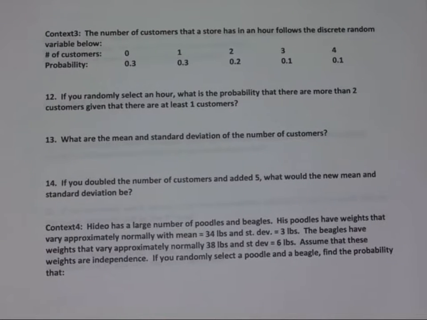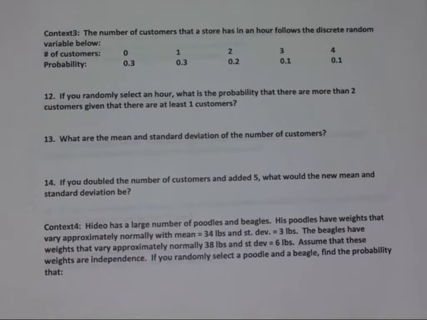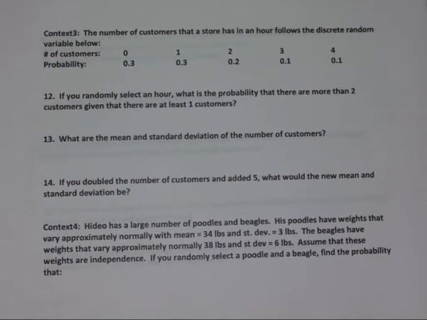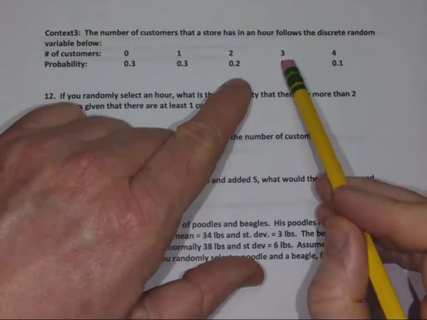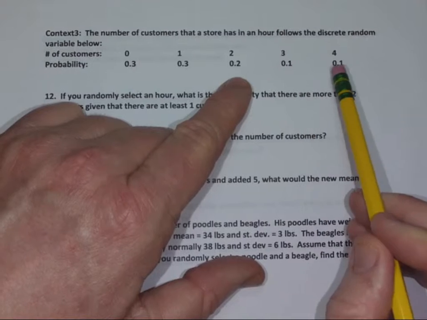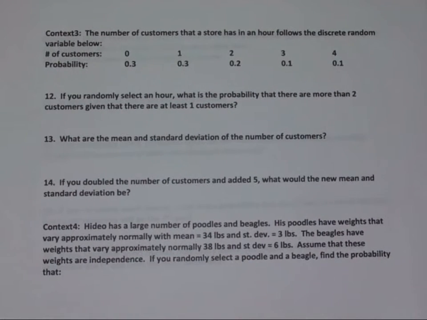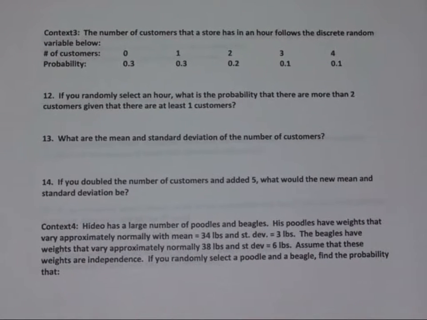A lot of times they'll give you a very basic sort of question. It'll be like, all right, if you randomly select an hour, what's the probability they have, let's say, more than 2 customers? Well, more than 2 customers, that'd be 3 or 4, and so you would just say, well, that's 10% plus 10%, 20%. You could say 0.2 or 2/10.